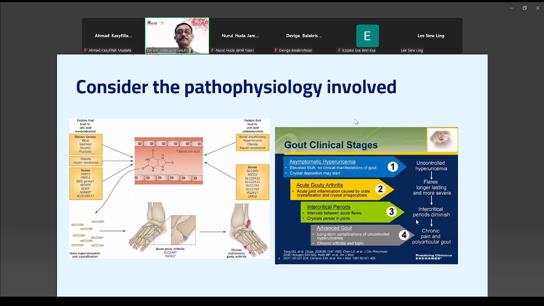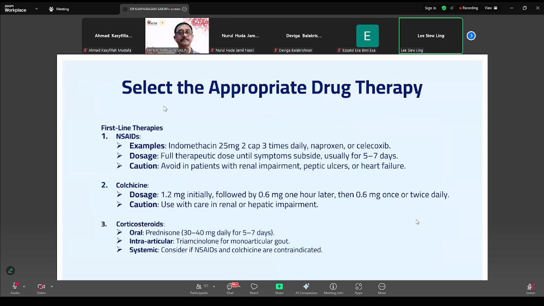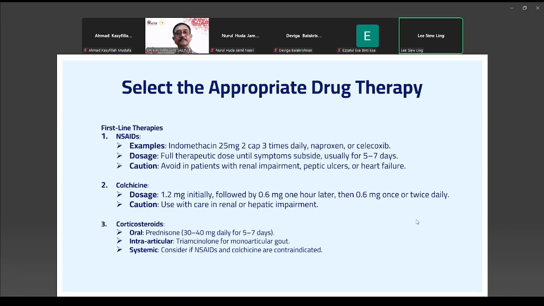Yep. So for non-pharmacological, we need to have a proper counseling to avoid the high purine diet, cut down alcohol, and all the risk factors. For pharmacological, would be NSAIDs, or if NSAIDs is not manageable, add on colchicine and also steroid. This one is for acute flare. For long-term management, need to depend on the risk factor, whether this is the first flare, depends on the level, whether it's very high, then we might need to consider allopurinol.